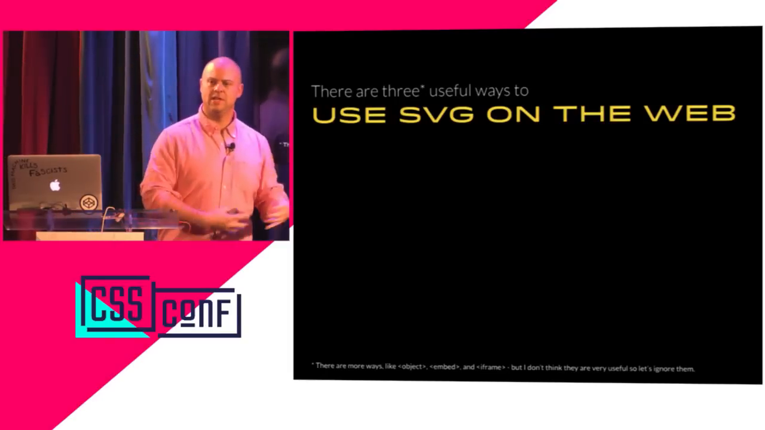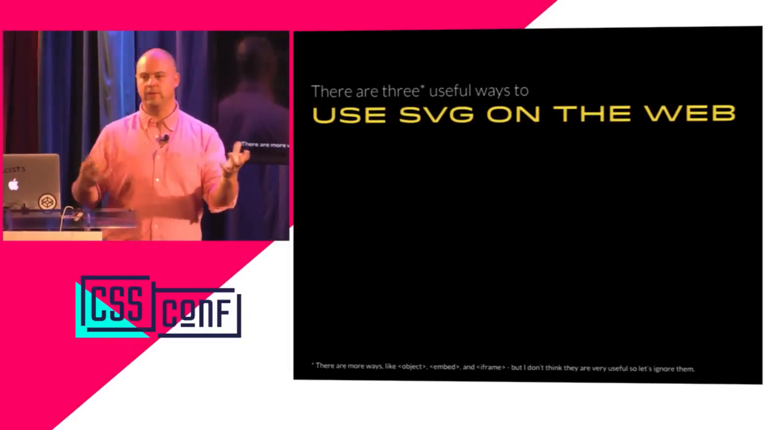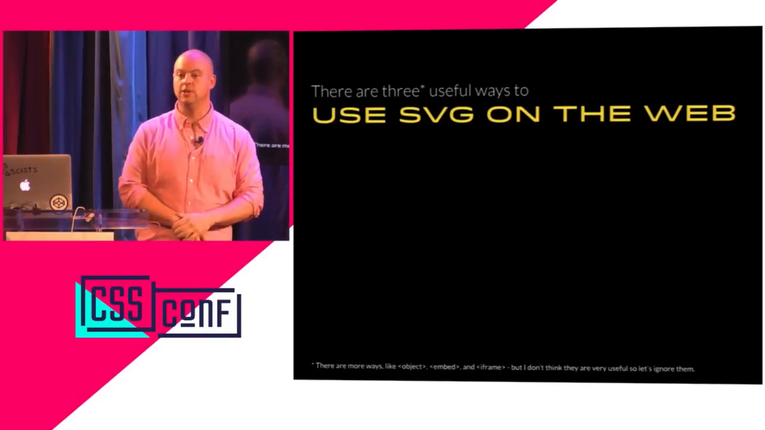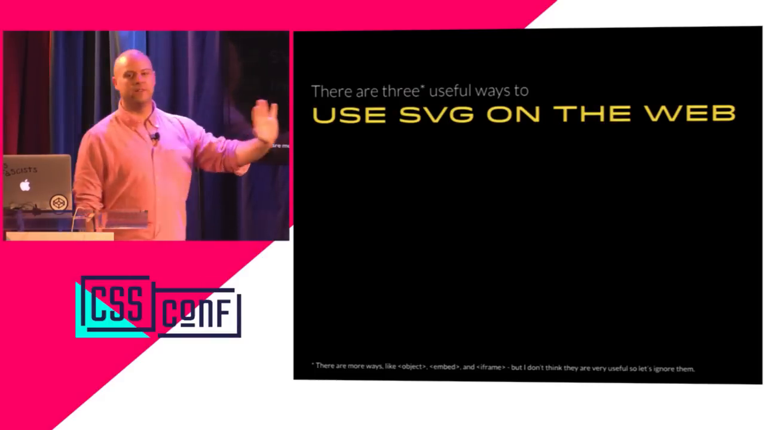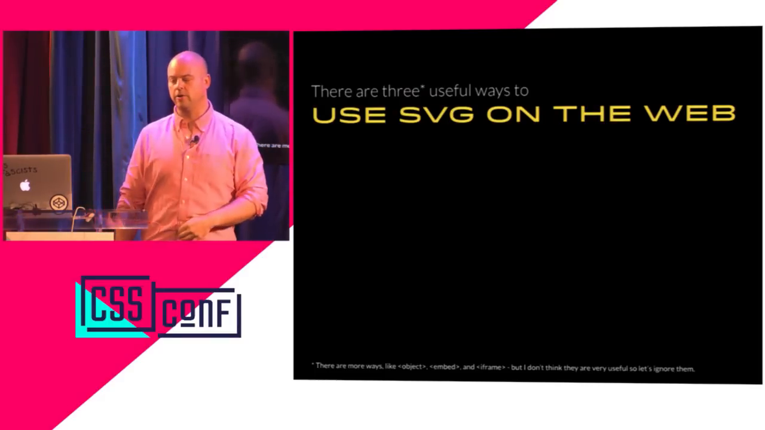So now you have some SVG, we made it in Illustrator, we found it on the web, whatever. We have something.svg and we intend to use it. There's a whole bunch of ways to use it on the web. I think there's pretty much only three that are useful in any way.